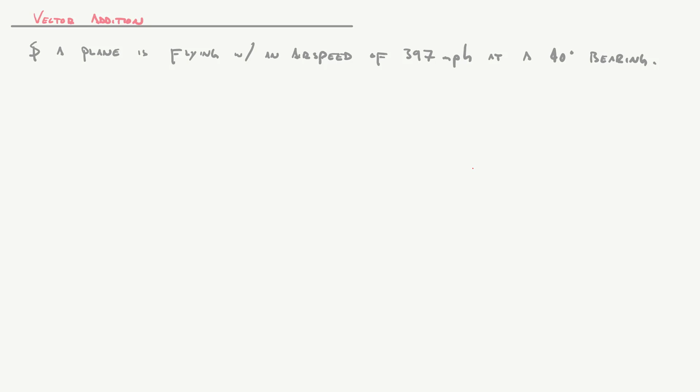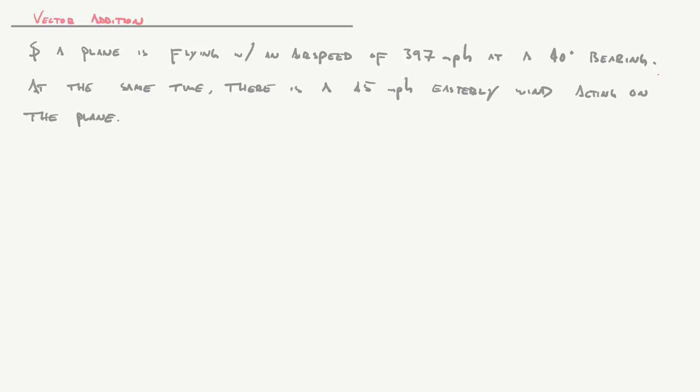So suppose that a plane is flying with an airspeed of 397 miles per hour at a 40-degree bearing. So 40 degrees due north. So this is not a direction angle. We're going to have to keep that in mind. At the same time, there's a 45-mile-per-hour easterly wind that's acting on the plane.